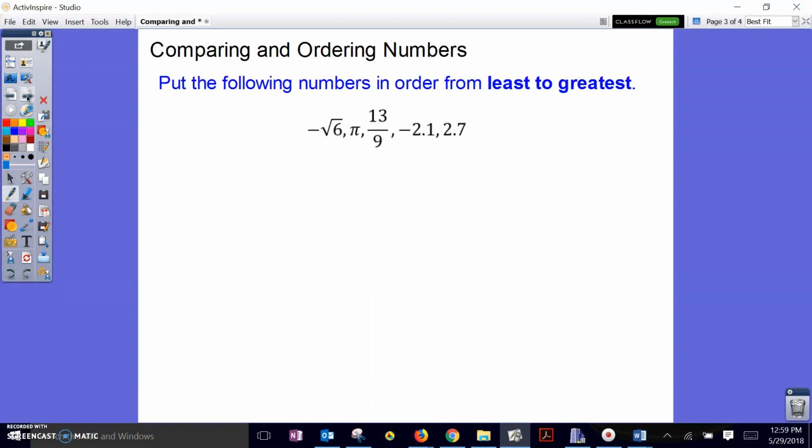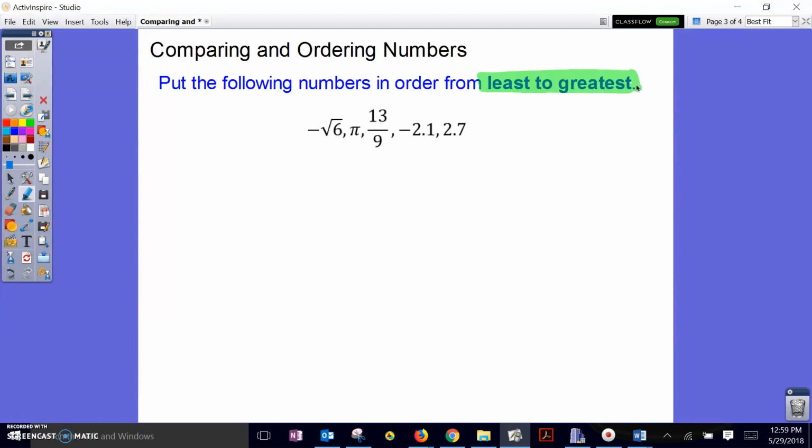We're going to put these numbers in order from least to greatest: negative square root of 6, pi, 13 over 9, negative 2.1, and positive 2.7. First thing I'm going to urge you, whenever you see a problem like this, where we're putting a list of numbers in some order, make sure you pay attention to what order you're putting them in. Are you putting them in order from least to greatest, or ascending order, or increasing order? Or are you putting them in order from greatest to least, or descending order, or decreasing order? Some terminology, but make sure you pay attention to the order that you're supposed to be putting them into.